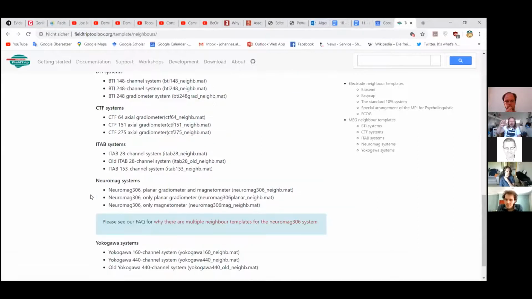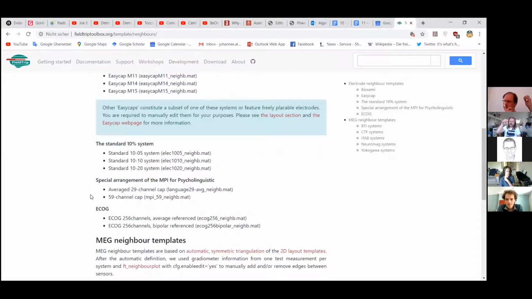But quite often it's the case that people have their own electrode layouts. So that's why we often call FT prepare neighbors, because you have to think about what you consider to be neighbors. It's not something that you can leave to us, because we don't really know your electrode layout.